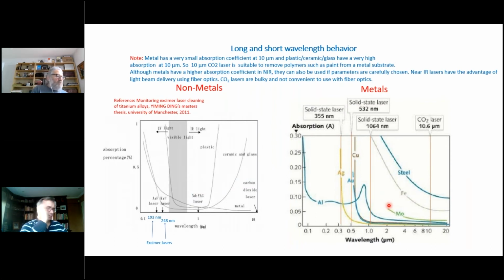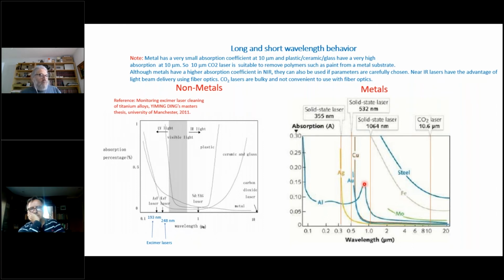Also, let's look at the long and short wavelength behavior. We talked about this a little bit before, but you can see for metals, at longer wavelength, for example 10 micron for a CO2 laser, the absorption coefficient is very small, but as you go to the shorter wavelength, say at 1 micron, the aluminum starts rising. The absorption coefficient of aluminum in the near IR becomes greater. But in the case of ceramic, glass, plastics, and paints, it's the opposite. At longer wavelengths, at 10 micron, they have a large absorption coefficient, and at shorter wavelengths, it decreases.